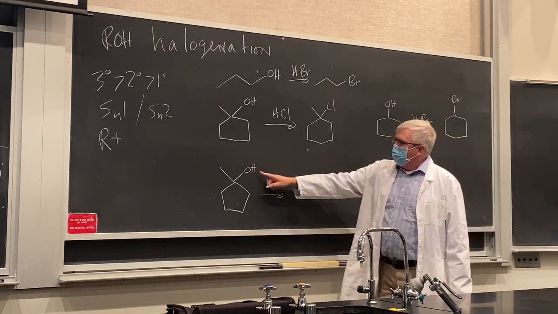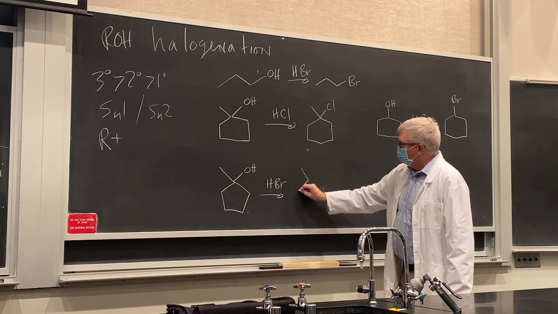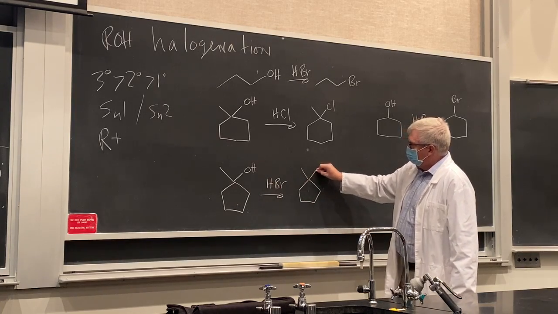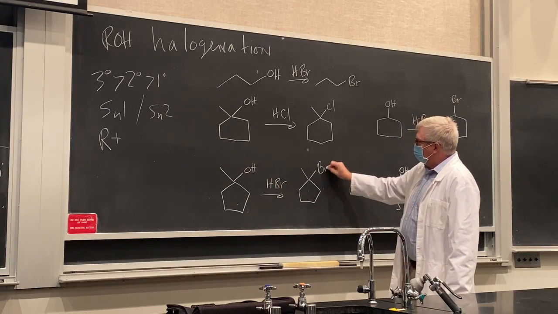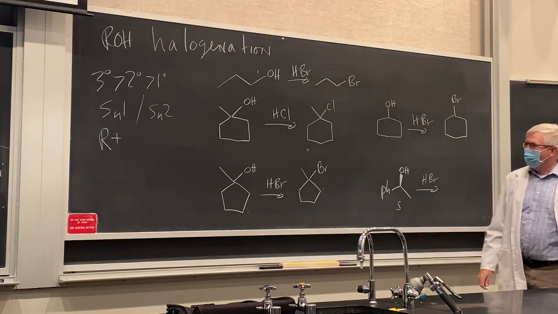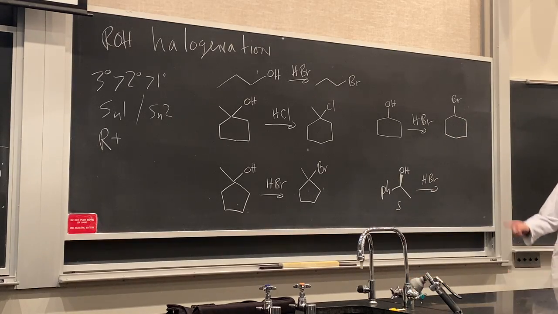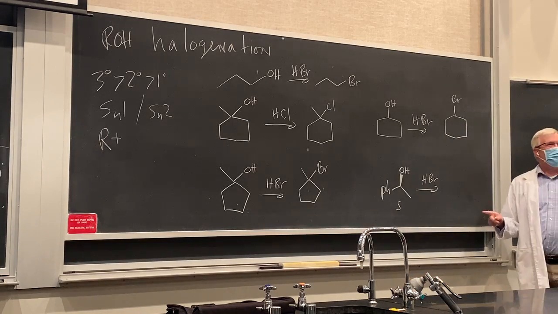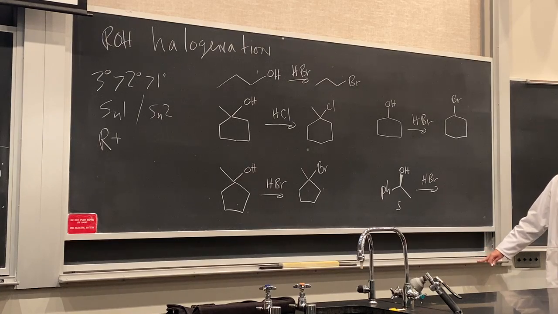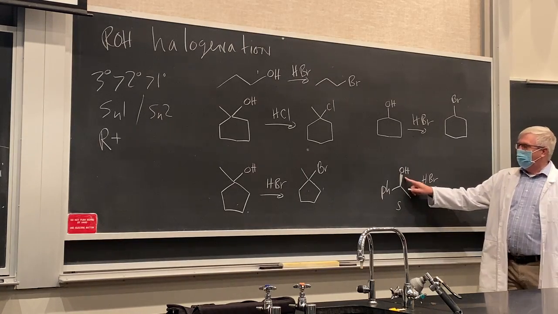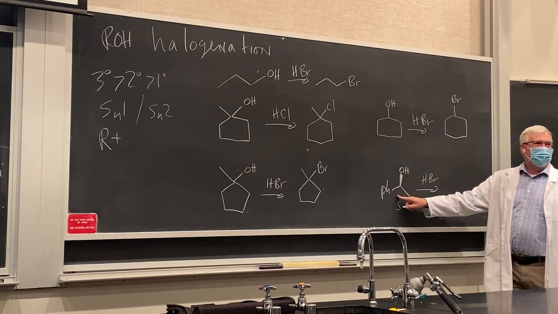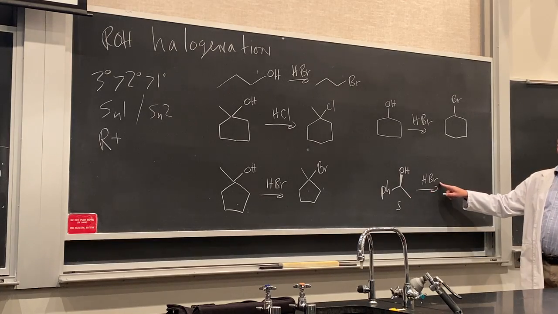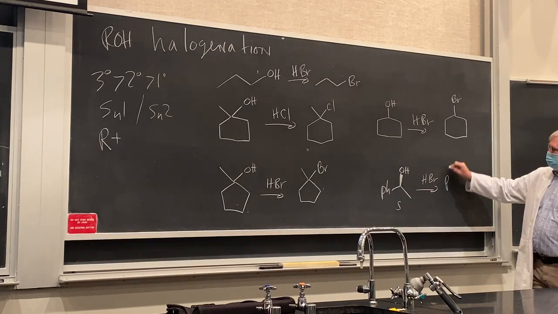Again, a tertiary alcohol here with a cyclopentane structure and a methyl group on there. So that will go to that tertiary bromide. So far so good. Here's our first one where we see some issues with the mechanism. So here's an S alcohol, a secondary alcohol. If we treat that with HBr, we're going to go to the bromide, sure enough.